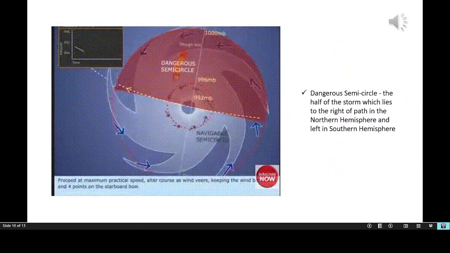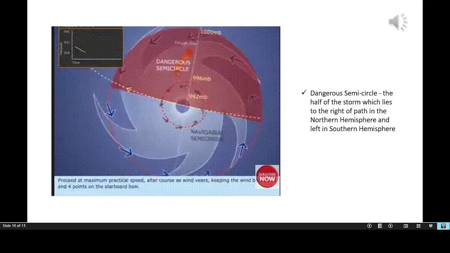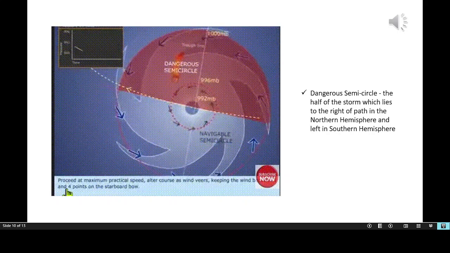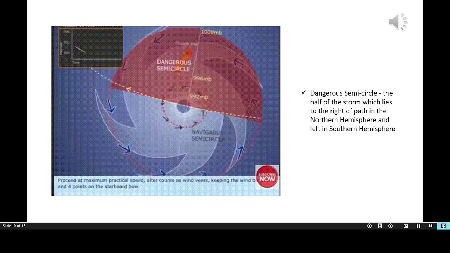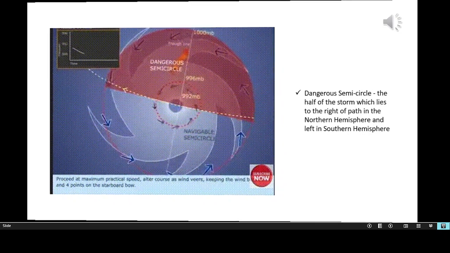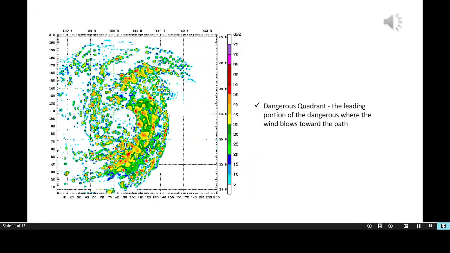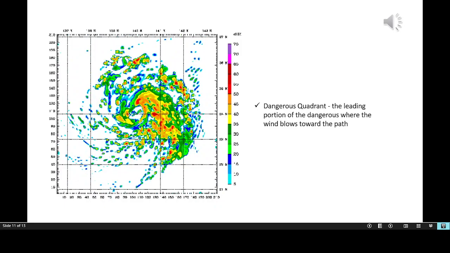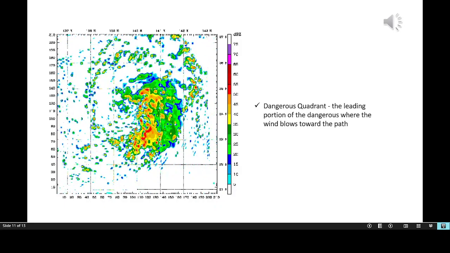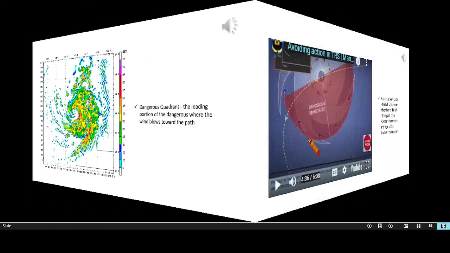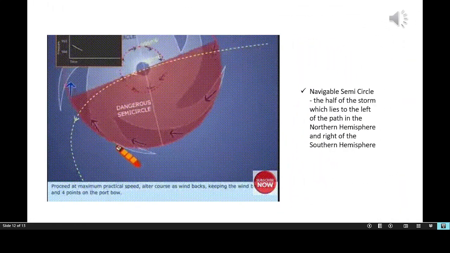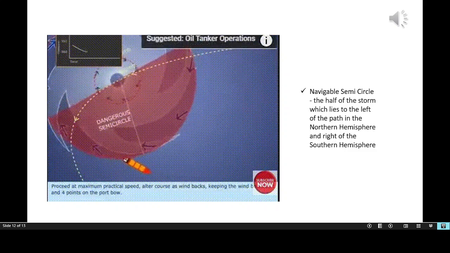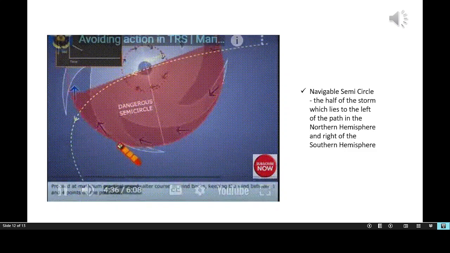Dangerous semicircle, the half of the storm which lies to the right of path in the northern hemisphere and left in southern hemisphere. Dangerous quadrant, the leading portion of the dangerous semicircle where the wind blows toward the path. Navigable semicircle, the half of the storm which lies to the left of the path in the northern hemisphere and right of the southern hemisphere.